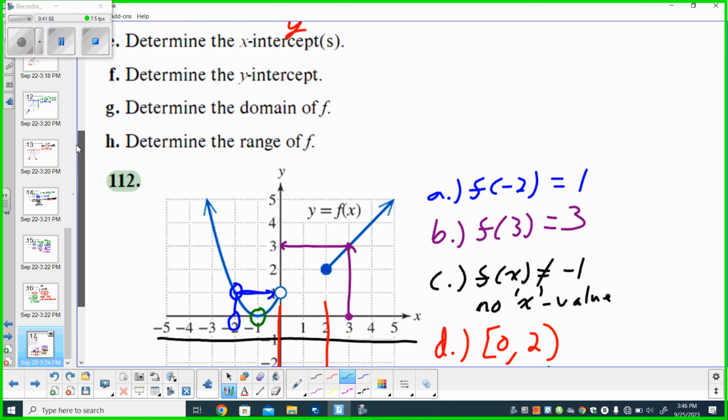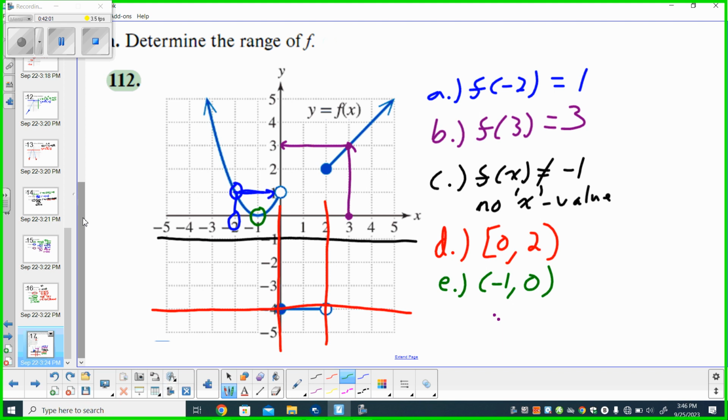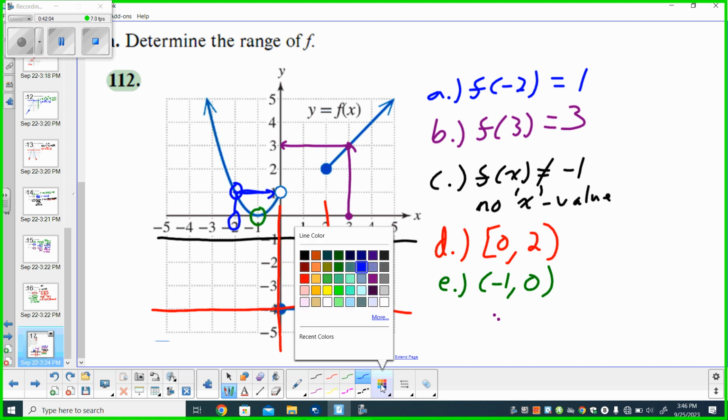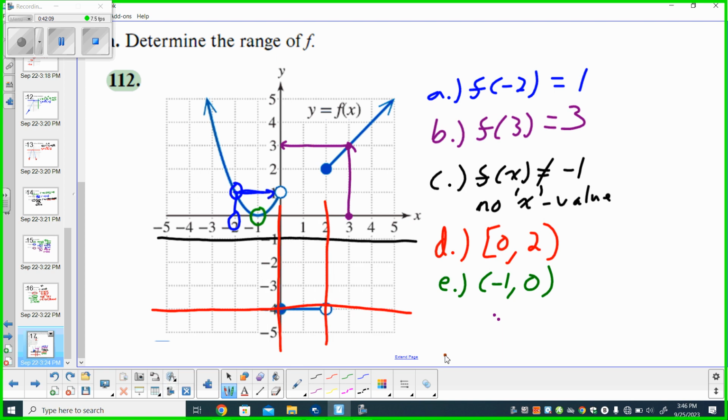Then we go up to F. F says determine the y-intercepts. So I go get my different colors so they're not blending. Y-intercept, so I'm looking to see where it crosses the y-axis. This guy is not a y-intercept because it's an open circle, but this guy down here is a y-intercept since it's a solid circle. So F would just be 0, -4. Again, to find the y-intercept, the x value has to be 0.